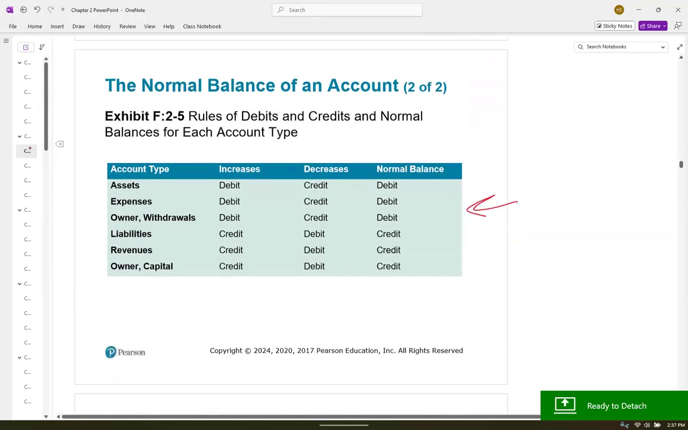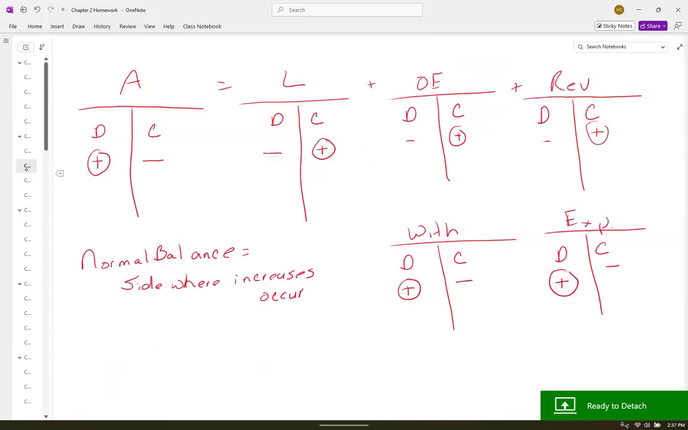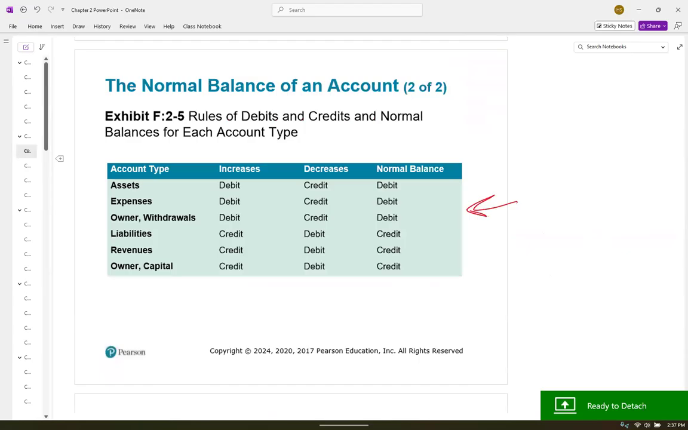Everything that is in this is what I wrote out over here. It's the exact same things. If this helps you memorize it better, then that's fine with me. I don't care, but you have to understand how those debit and credit rules work.